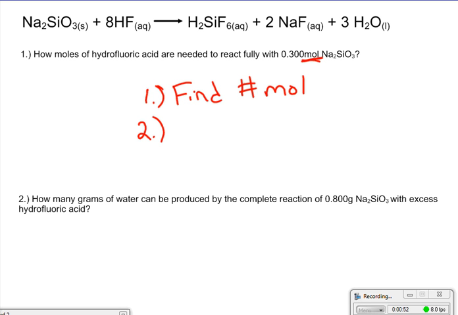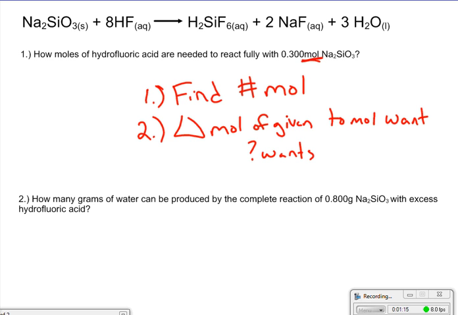And that is to change from moles of what you're given to moles of what you want. And it's always going to be set up in the form of what the question asks for over what the question gives you. It's always going to get set up that way. So you take your number of moles and you multiply it by this ratio. This is called the mole to mole ratio. It is always what you want over what you are given.